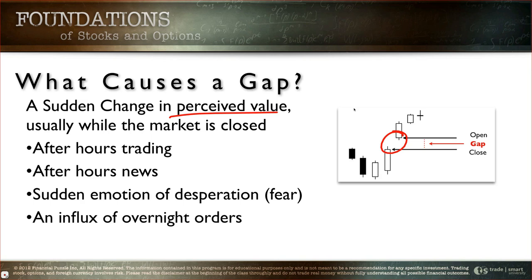Usually that's going to happen overnight. Since the market is closed and then new events come out, that's going to change the perception overnight, and then the next morning when the market opens, all these buyers or all these sellers show up and they drive the price suddenly really, really fast. And of course, the market maker is out there trying to make a market and match the buyers and sellers, and you end up with this gap in pricing. Now, there are several events that could cause it. After hours trading, sometimes after hours news, very, very often. This is most of the time what happens. Sometimes you can have a sudden emotion of desperation. It could be a desperation of fear.